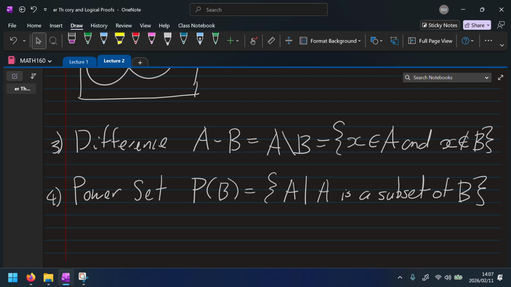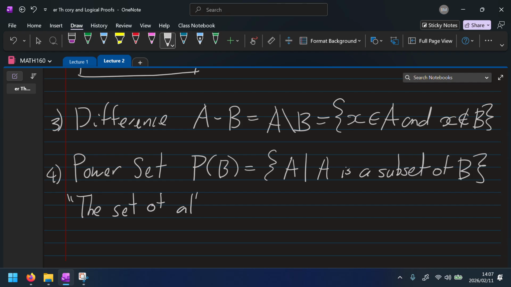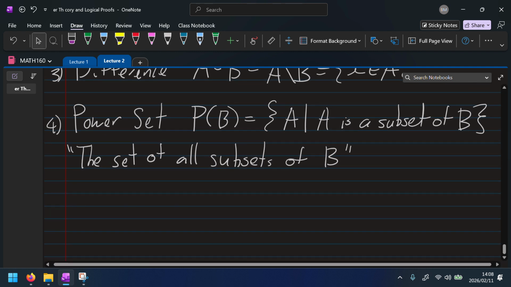So the way to think about this, it is the set of all subsets of B. Now for small sets, we're going to do the calculations to see what this is going to be. For much larger sets, I'm not going to test you on that. You'll be there all day trying to figure it out.